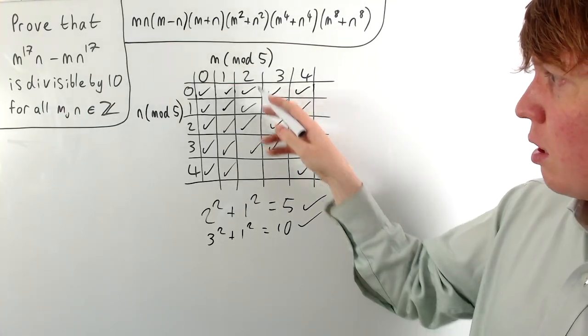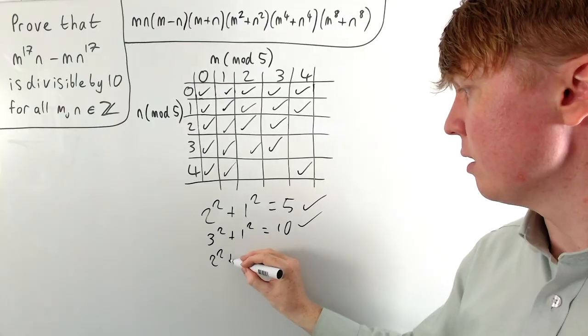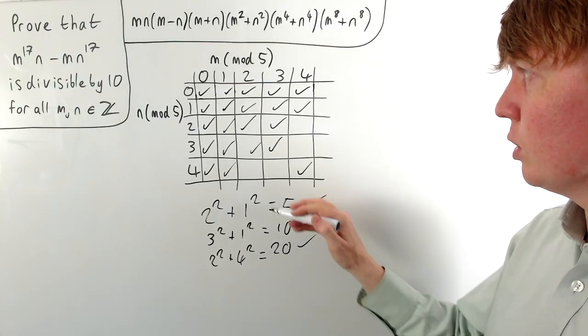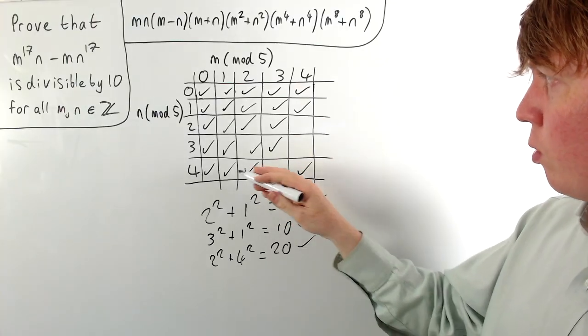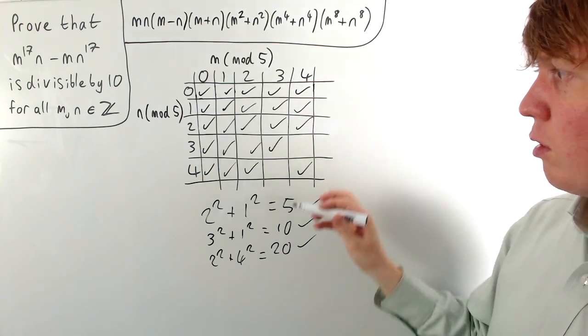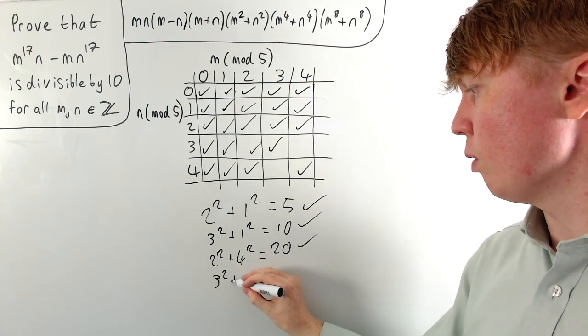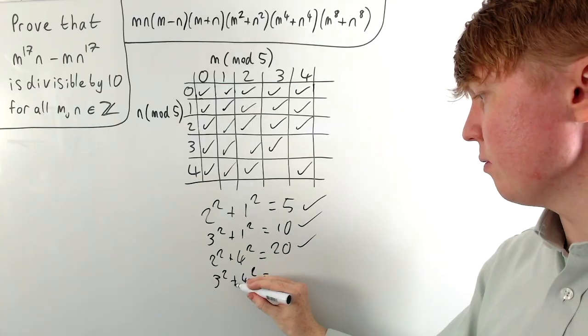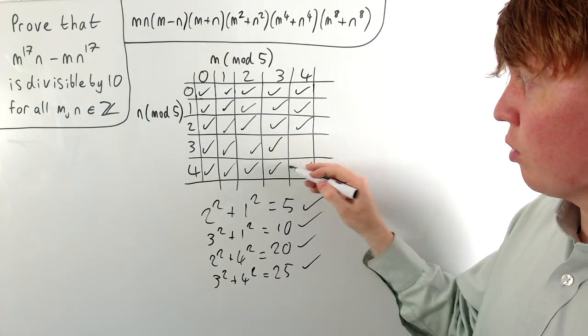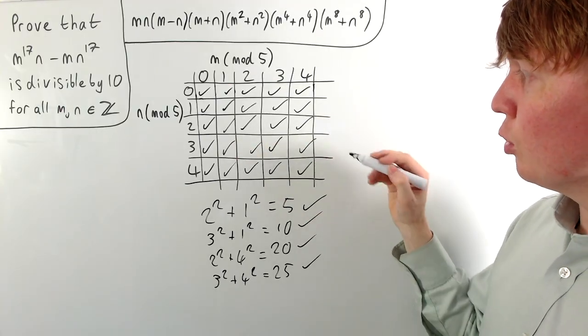So then we just need to consider 2 and 4, so 2 squared plus 4 squared, 4 plus 16, this is 20, which is a multiple of 5, so we can tick off 2 and 4, and similarly also 4 and 2. Then the final case to consider is where we've got 3 and 4, so 3 squared plus 4 squared gives us 25, which is again a multiple of 5, so we can tick off our 3 and 4 and similarly our 4 and 3 pairs.